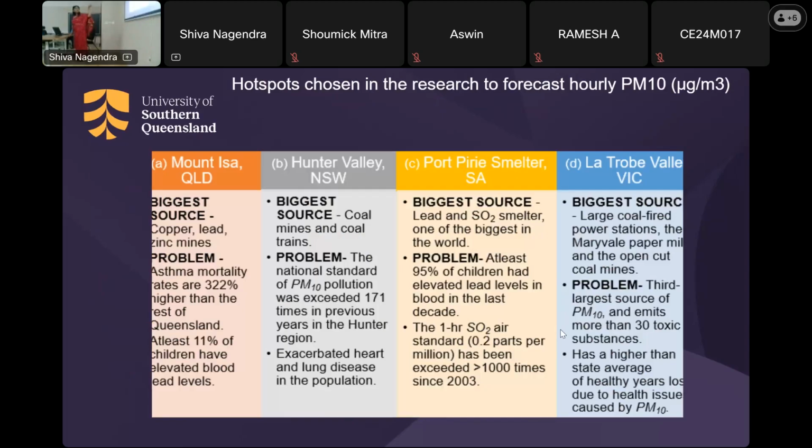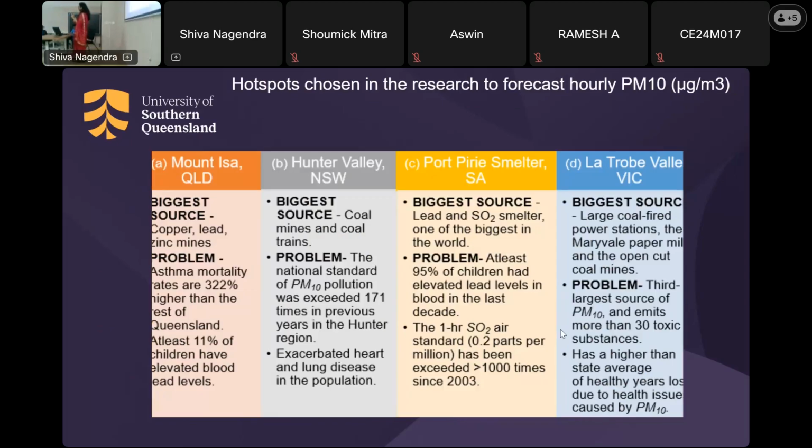Mount Isa, I told you Mount Isa is the most polluted hotspot. The main problem is the zinc mine, the copper mines, and the lead mines. So the asthma mortality is a very, very staggeringly high figure, 322% more than the average rate of any person anywhere in the world. So it's actually not inhabitable. Normal people can't live in those areas.